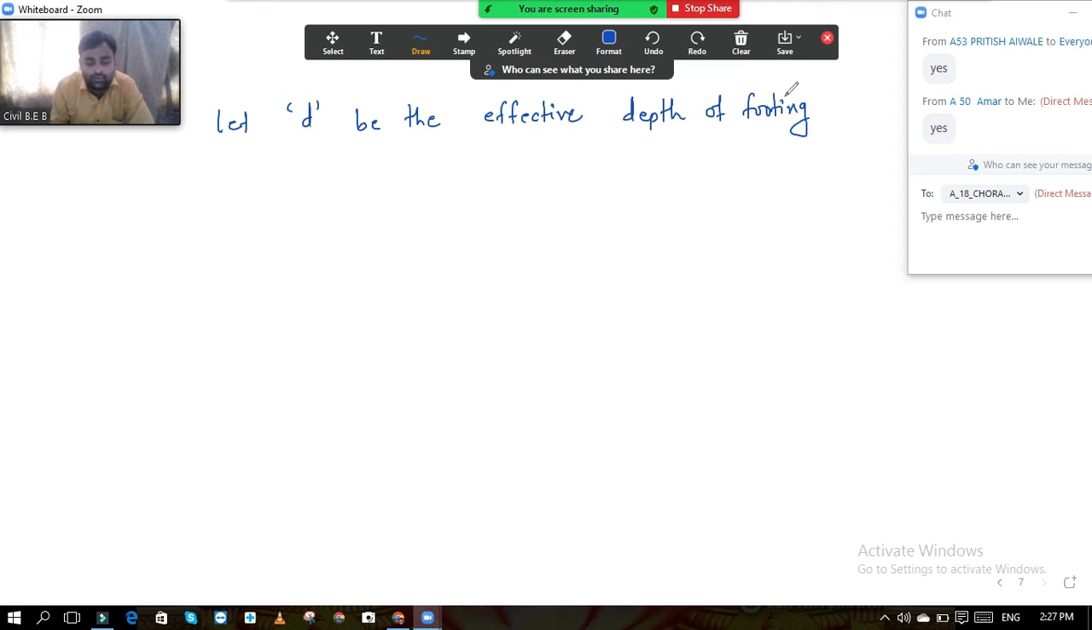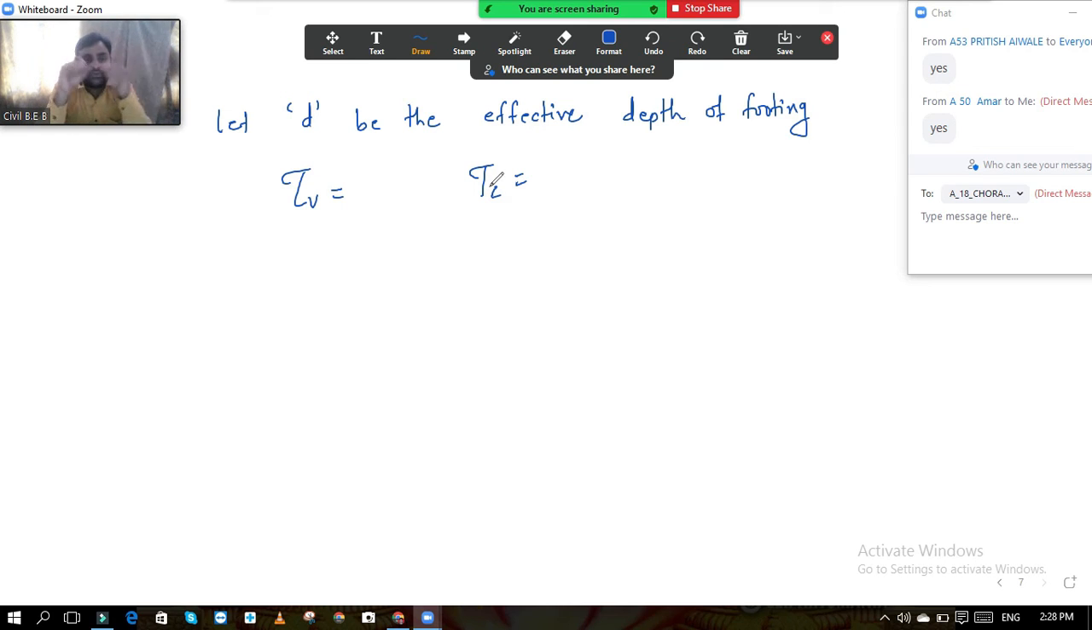Okay. So here you should say tau v, which we have learned. We know what tau v is. Tau v is the nominal shear stress. Which means the shear stress which is getting developed in that member is called the nominal shear stress. And what is tau c? Tau c is the permissible shear stress. It is the allowed shear stress.